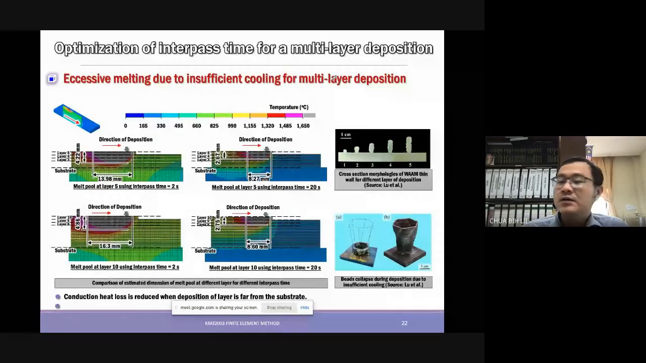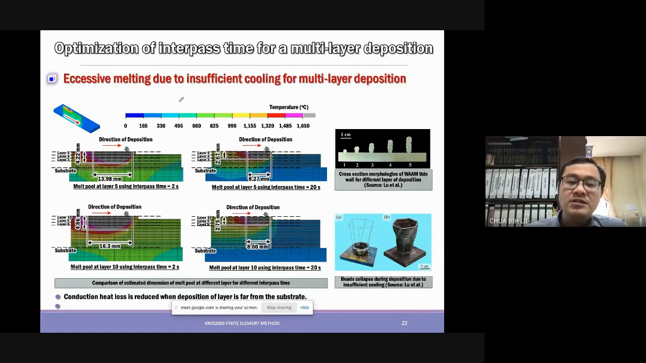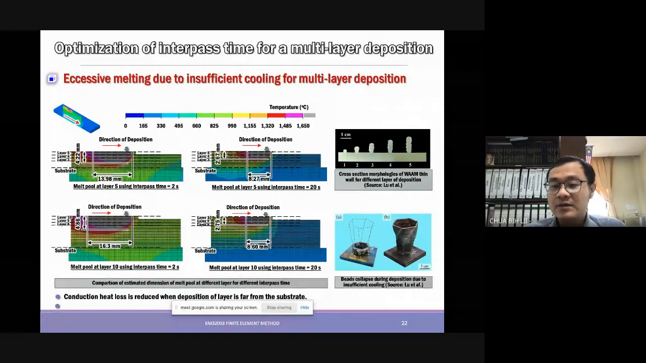Also we have another way of optimizations. This is another optimization process, through the so-called multi-layer depositions of a three-dimensional object. Usually if we continuously do the deposition of metal, what happens is that after some time there is what we call a bit collapse, meaning to say it's too hot that whatever you put in will just flow down, right? So it's getting flow down.